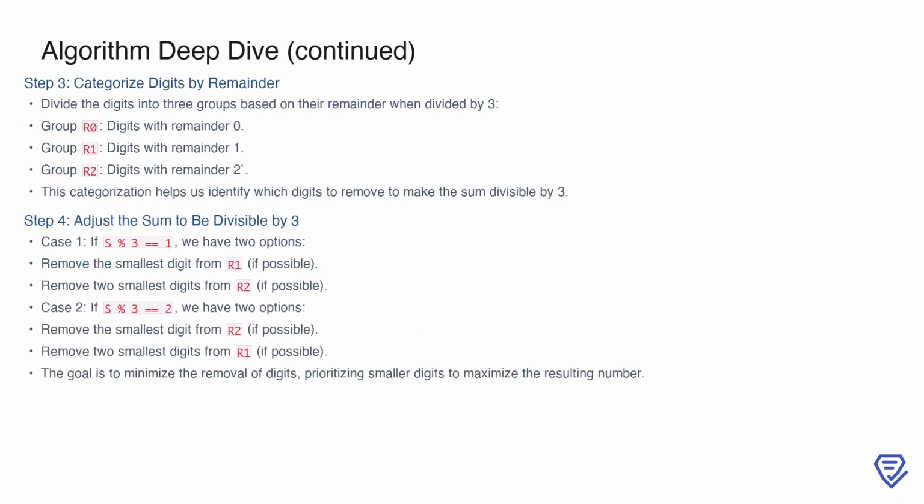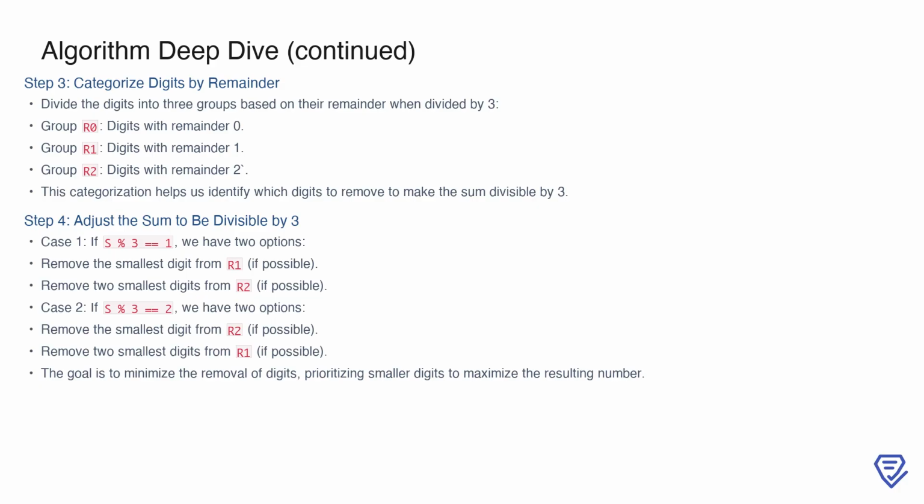Now that we understand the importance of the sum's divisibility by 3, the next step is to categorize the digits based on their remainders when divided by 3. This gives us 3 groups: Group R0 for digits with a remainder of 0, Group R1 for digits with a remainder of 1, and Group R2 for digits with a remainder of 2. This categorization is crucial because it allows us to strategically decide which digits to remove to adjust the sum.